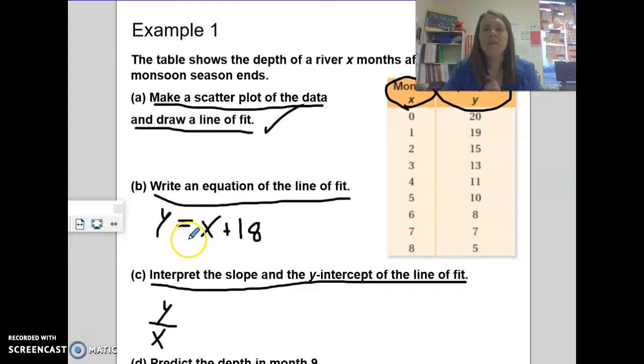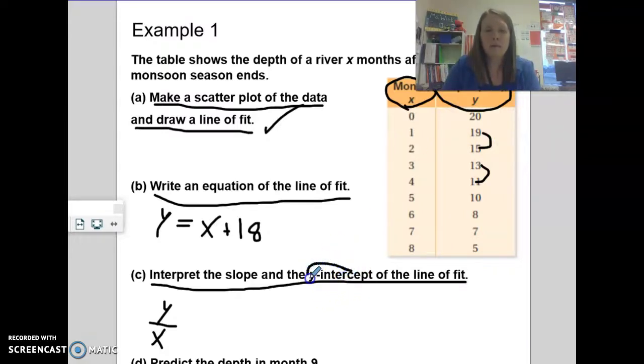Again, it's not going to be perfect because I noticed from 13 to 11, that's 2. 19 to 15 is 4. It's not as consistent as we would like. It's just a line that could represent this function.